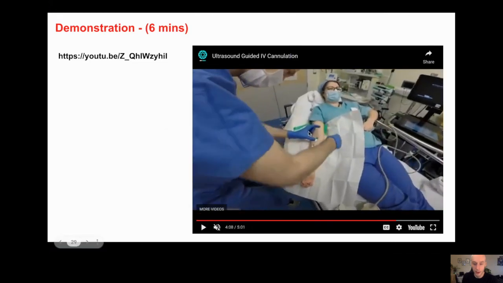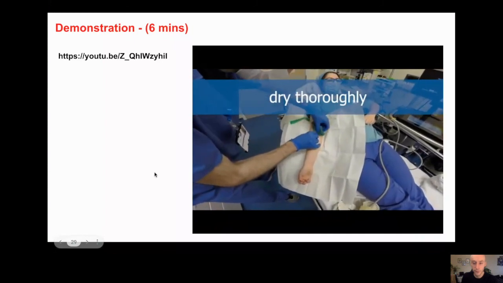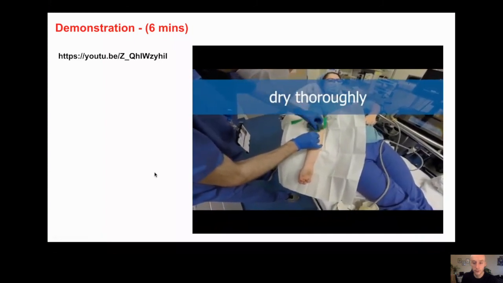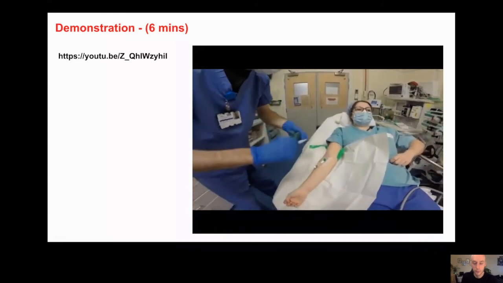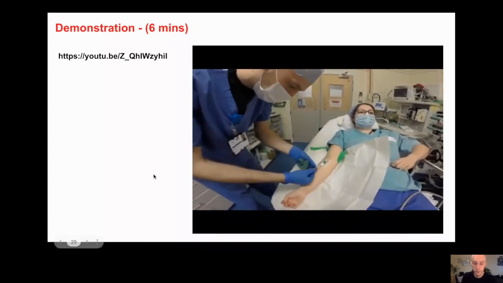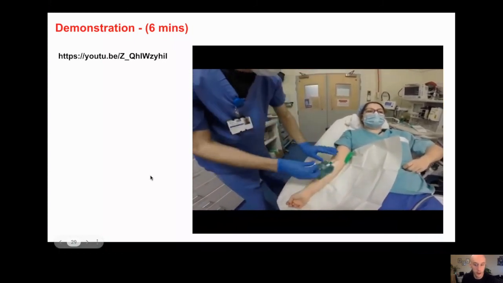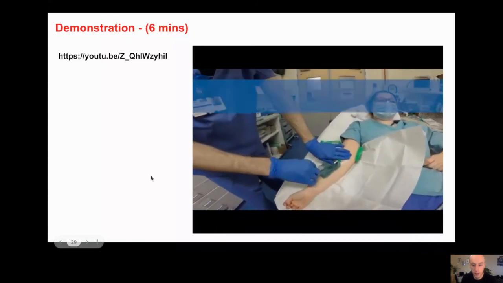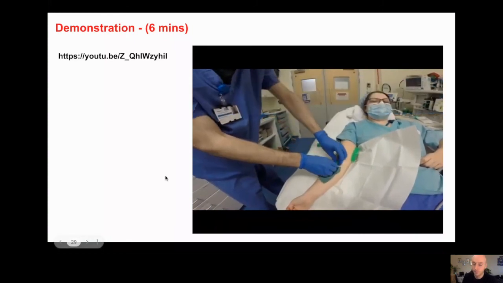You can see that the vein gets a bit bigger there at the end when I stop putting pressure on it. Importantly, once you've got the whole needle in, well, you don't need the whole needle in, but I think it's easier, you need to dry the arm thoroughly, because all of that gel is going to stop your Tegaderm from sticking. Pressure and a bit of gauze underneath the cannula will prevent you from making a mess, especially if it's a big vein.